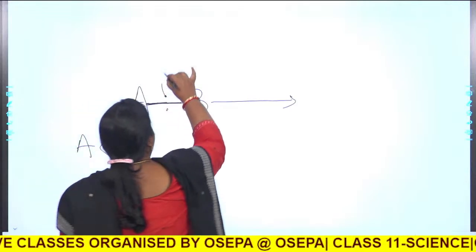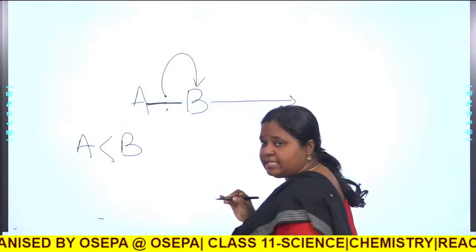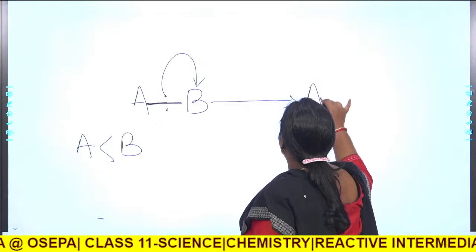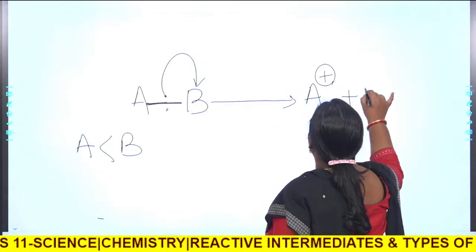So suppose B takes away these two electrons with itself and leaves the place. Then we get A plus and B minus.